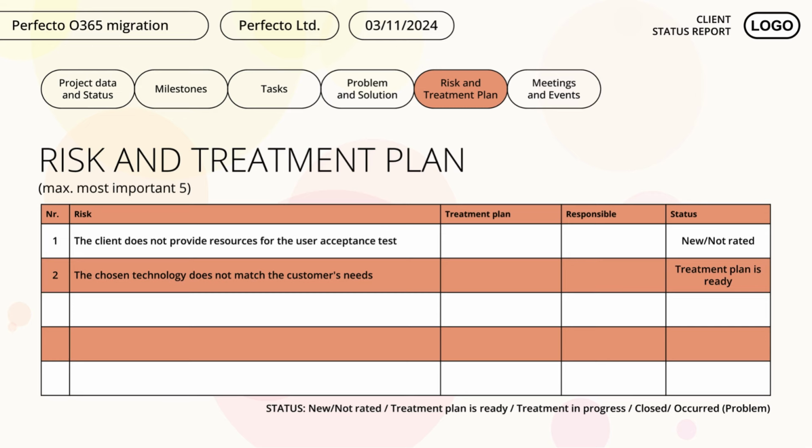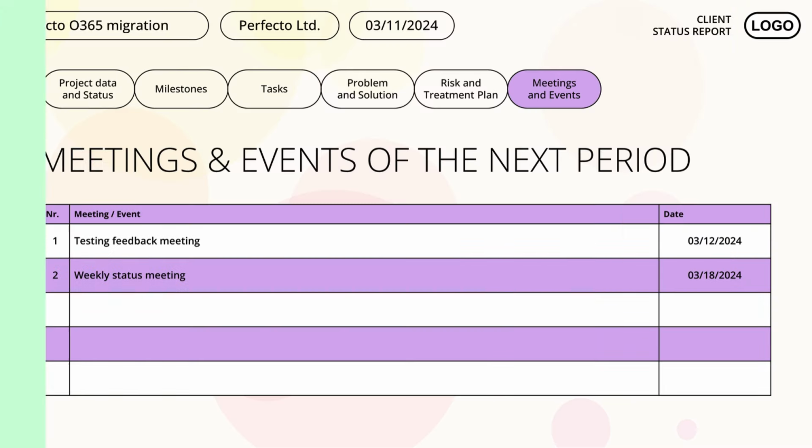So let's see the meetings and events slide. This is the meetings and events slide. This slide should include the meetings and events planned for the next period. Only include meetings where the client is invited.